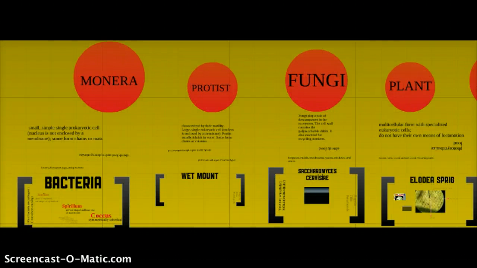Since we have already classified the different types of cells, which are prokaryotic and eukaryotic, we are going to talk about the different kingdoms. In this case, bacteria and archaea belong to prokaryotic cells, and bacteria have a small single prokaryotic cell. The nucleus is not enclosed by a membrane, and some form chains or mats.